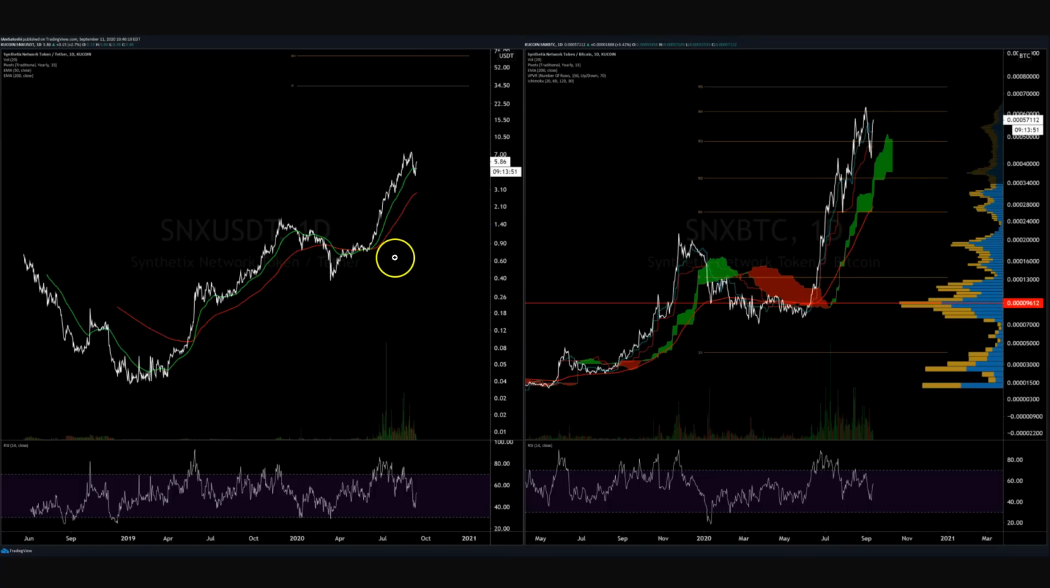SNX had this golden cross in April, May, and it's done what you'd expect golden crosses to do, and it's moved up way beyond all-time highs in price discovery. Yearly pivot's at 34.50. I don't expect it to go that high, but hey, who am I to say?